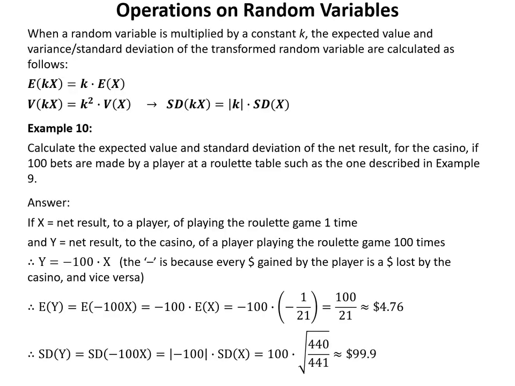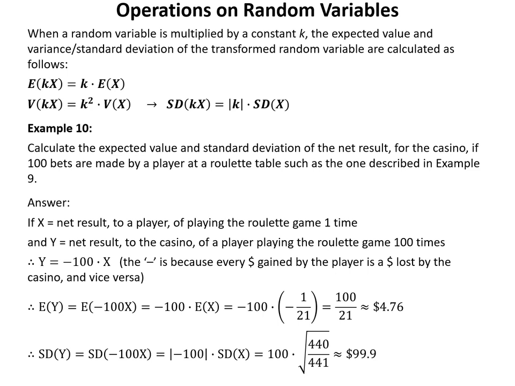When a random variable is multiplied by a constant k, the expected value, variance and standard deviation of the transformed random variable are calculated as follows. The expected value of kX is equal to k times the expected value of X. In other words, we can factor out the constant k. The variance of kX is equal to k squared times the variance of X. In other words, here we factor out the square of the constant k.